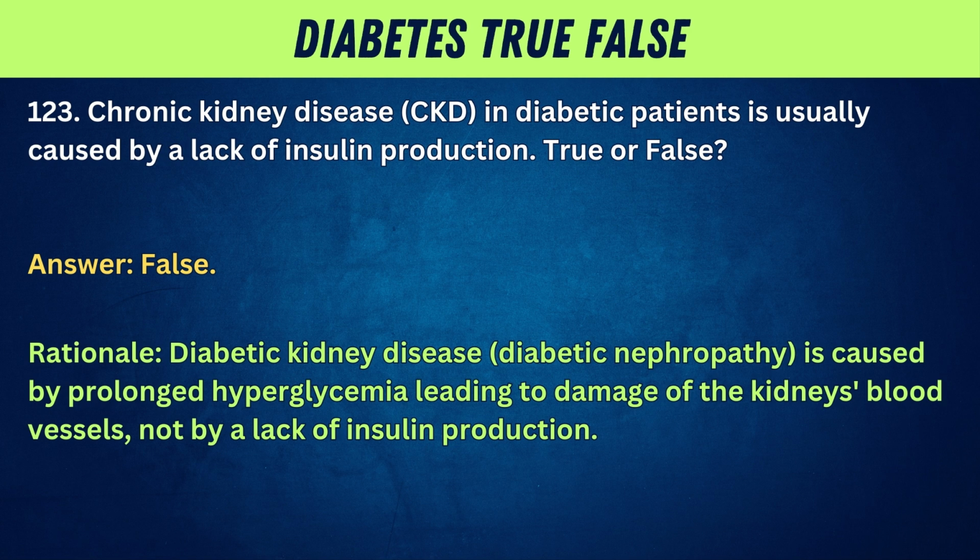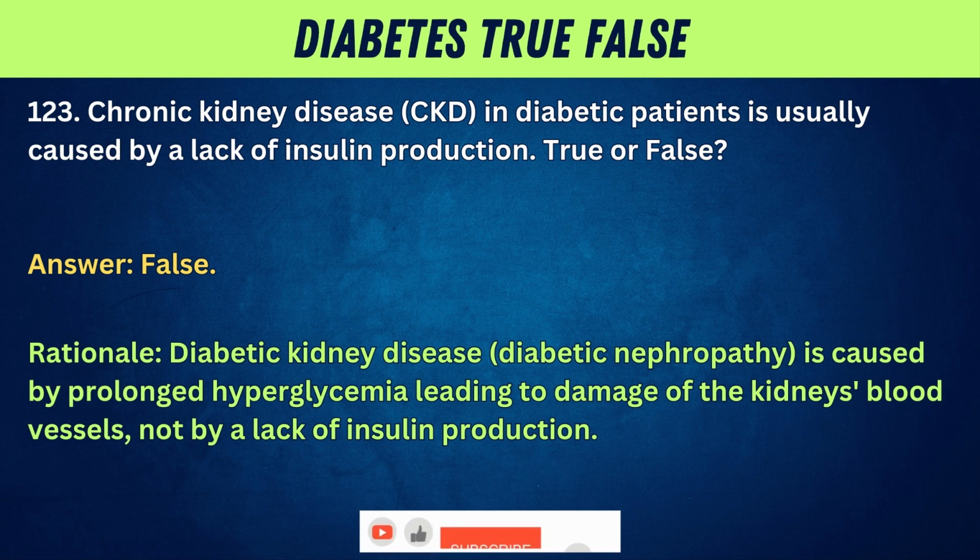123. Chronic kidney disease, CKD, in diabetic patients is usually caused by a lack of insulin production. True or false? Answer: false. Rationale: diabetic kidney disease, diabetic nephropathy, is caused by prolonged hyperglycemia leading to damage of the kidney's blood vessels, not by a lack of insulin production.